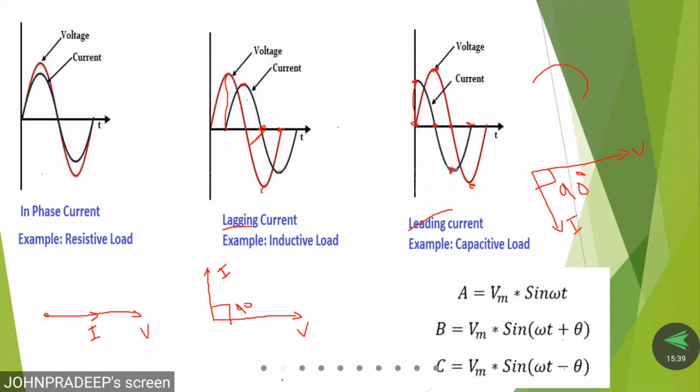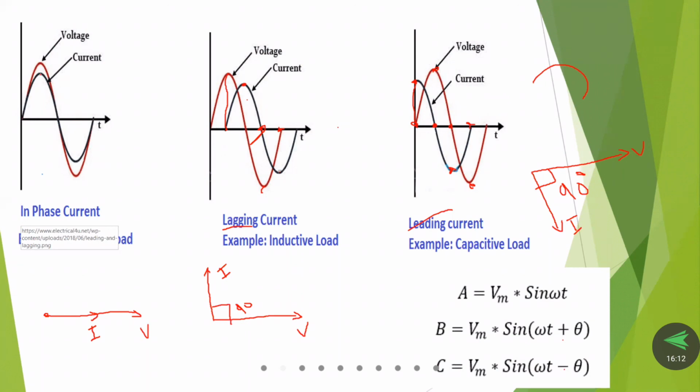Capacitive loads are also available. Whenever loads are running in parallel, we connect a capacitor. If we connect it to the supply, leading characteristics can be obtained. So these are the three concepts we have studied. In phase means that both voltage and current magnitudes reach their maximum at the same instant. That is what we call in phase.